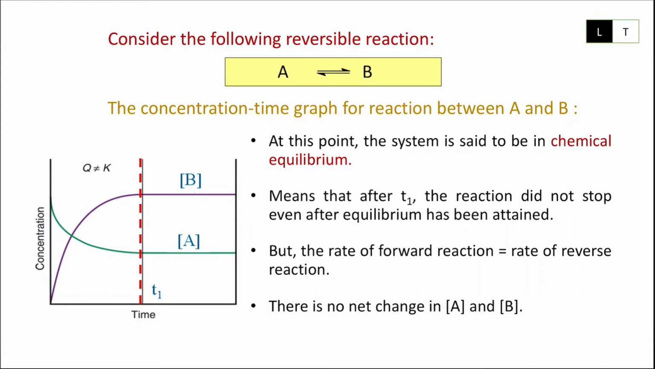Di sinilah kita akan conclude the final point. This equilibrium is a dynamic equilibrium. So, itu cara macam mana awak baca graph of concentration versus time and how you describe the concentration for reactant A and product B based on the graph.